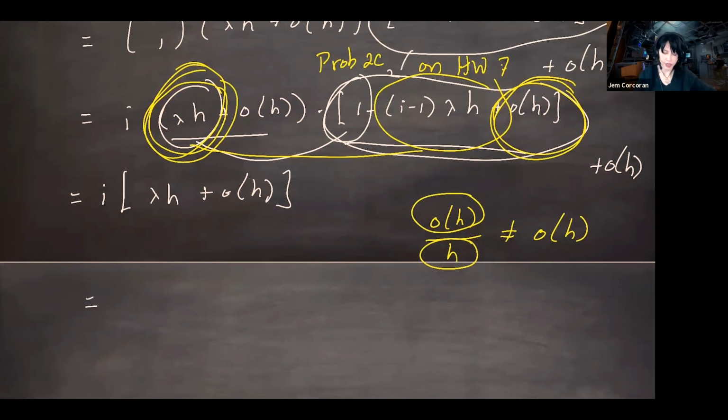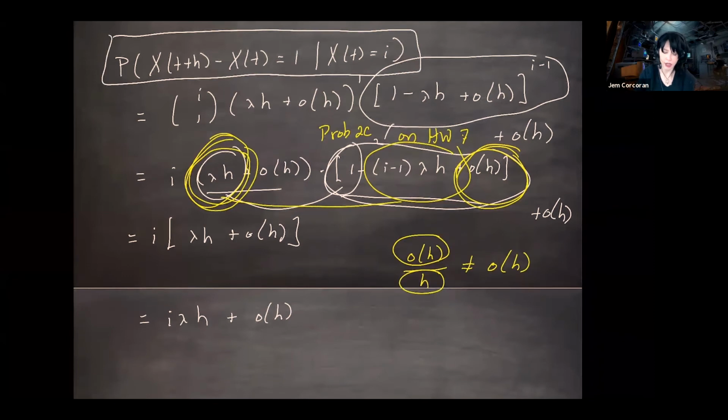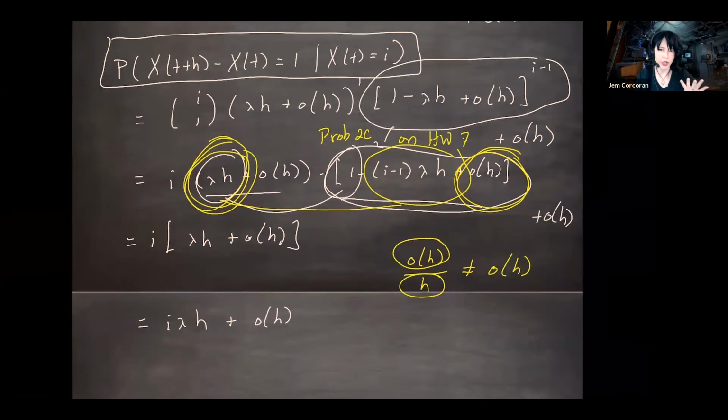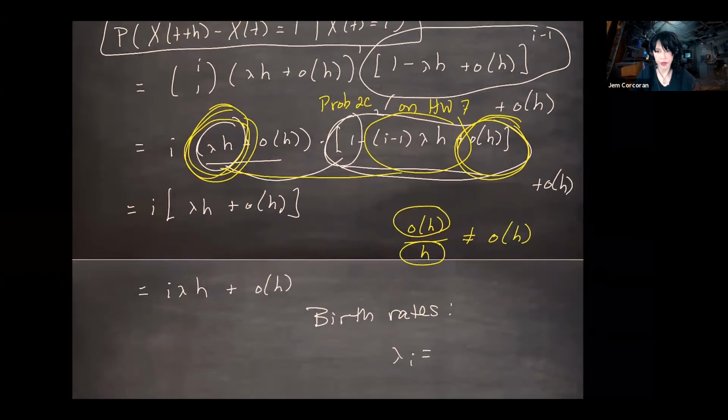And so if we multiply this out, we get I lambda h plus, so I times little o of h is still just little o of h. And so we got our first probability, which was that we were incrementing by 1. And if this is in fact a birth process, and we need to show at least one more condition to show that it is, then we appear to have our birth rates. The lambda I is supposed to be the rate of birth when the current population size is I, and that is the thing in front of the h. So it is I times lambda, where lambda was the constant rate for any one individual.